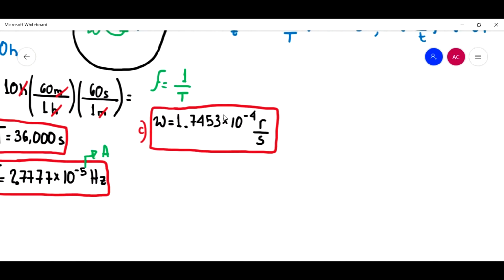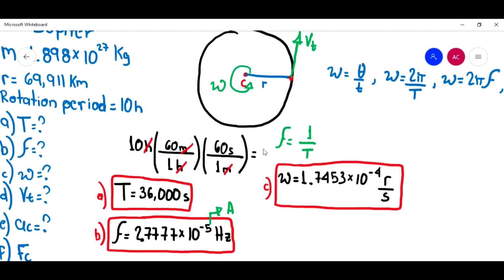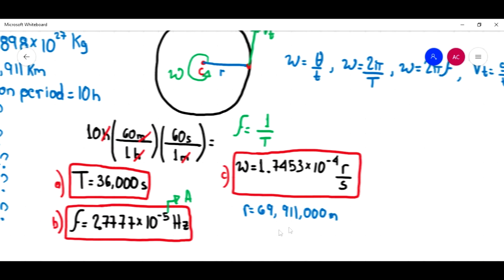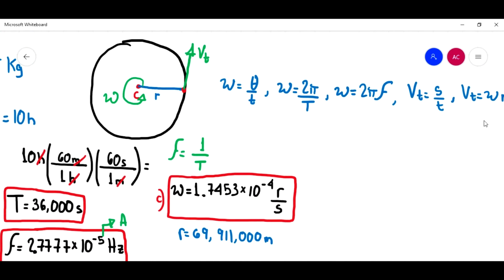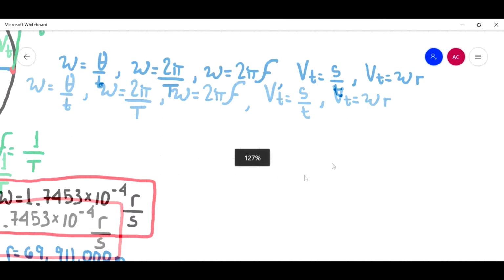So first let's find it in meters per second. I already got the angular velocity. And how much is the radius? The radius equals 69,911 and other 3 zeros because I'm going to convert kilometers into meters. So it's 69 millions of meters. That's a lot. So I'm going to use this equation in order to find the tangential velocity in meters per second.